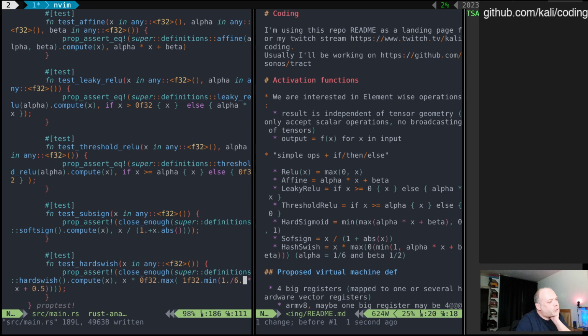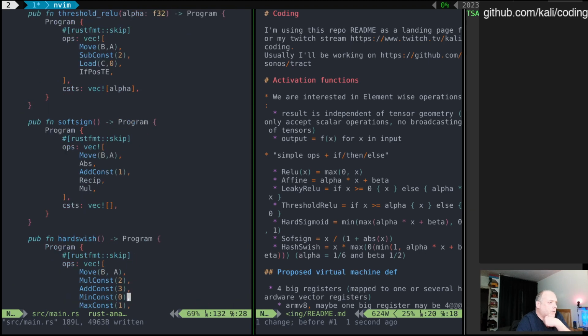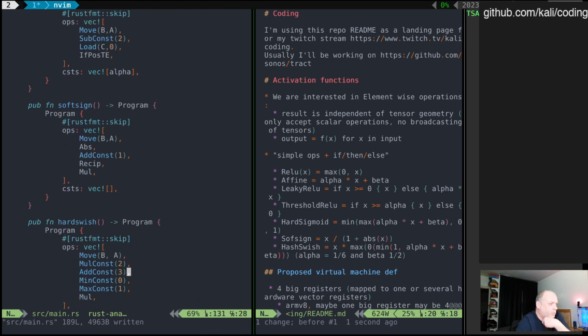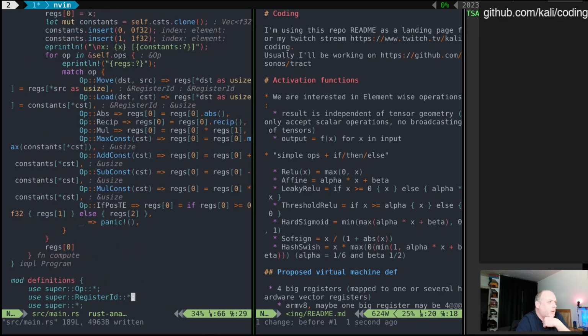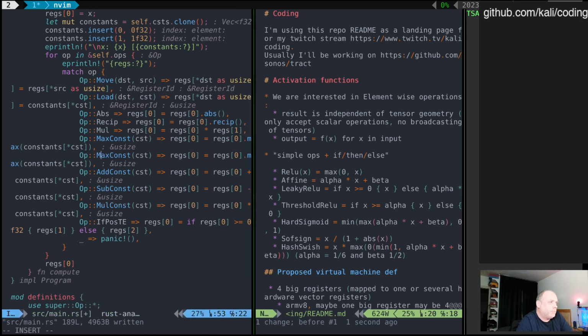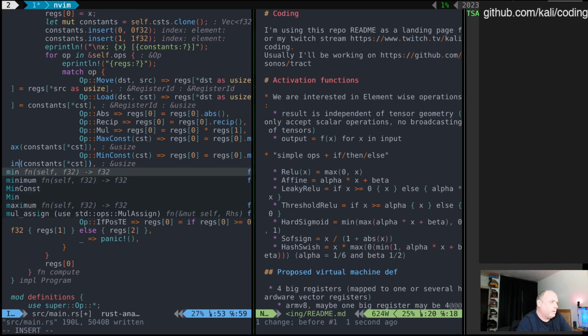So hard switch, we have min with a constant, we have max with a constant. Let's try to remember, we have mul const, add const, min const, max const, plus a mul, and we need the move. So I think we have everything. No, we don't have the min yet. Min const. So min, here we go.